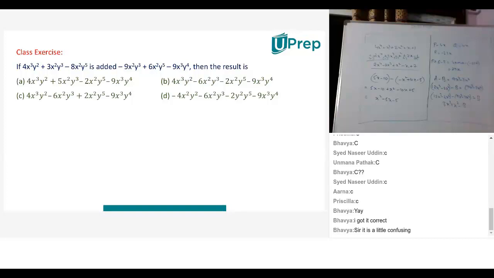Yeah, it is confusing, Bhavya. So you need to concentrate and do it. Put the like terms together and then do it. It's not difficult. First, write the expressions in standard form. I suppose then you can do it.